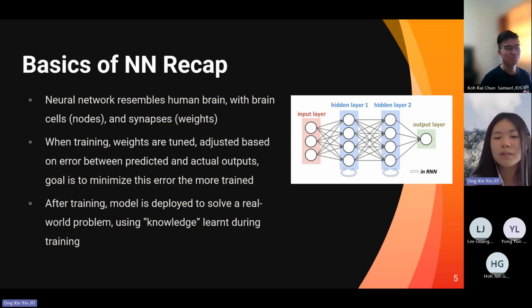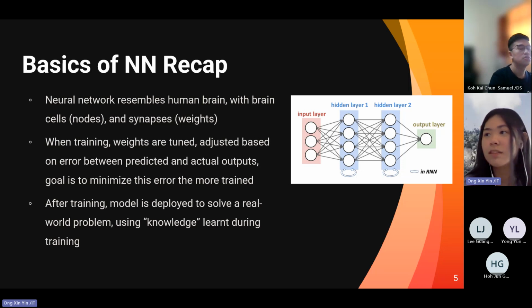The neural network will multiply the inputs with the adjusted weights, and they will be passed through the hidden layers of the network through the training. Through this, they will learn to recognize patterns, and the network will iteratively refine its weights through backpropagation. After the training, the model can be deployed to solve real world problems using the knowledge that it has learned.